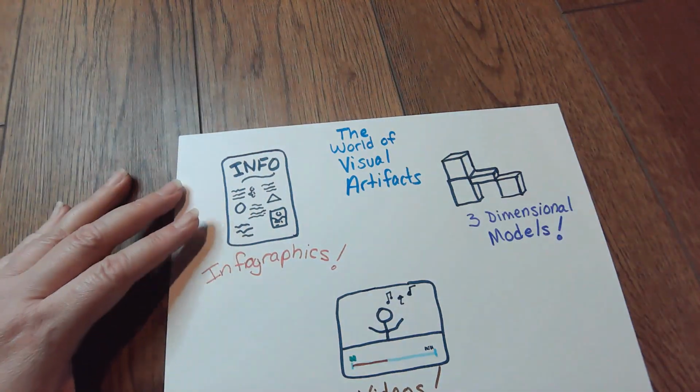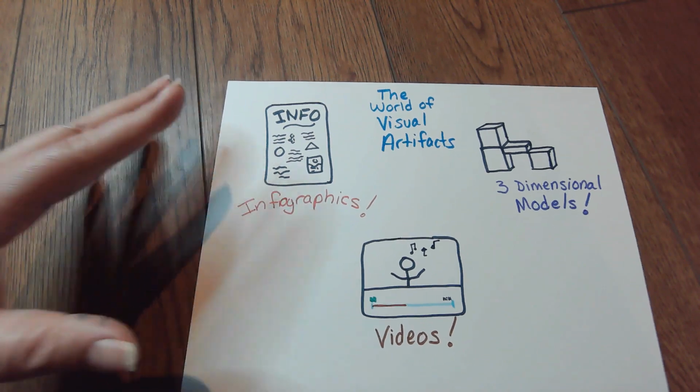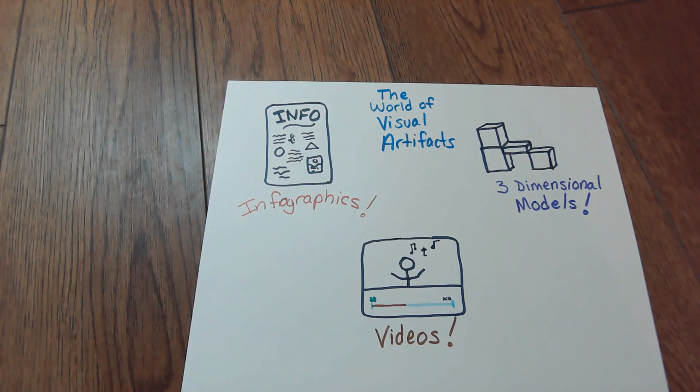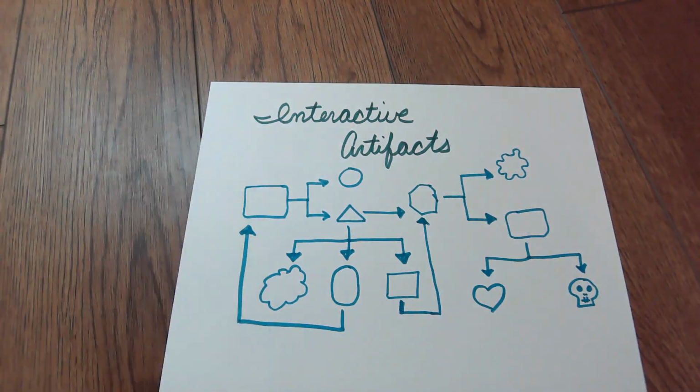Students can create visual artifacts, ranging from simple infographics to videos to advanced 3D models using programs such as Canva, Flipgrid, and Tinkercad. Interactive artifacts, such as those created using Prezi or Pear Deck, allow students to share what they have learned with their peers in a fun and interesting way.